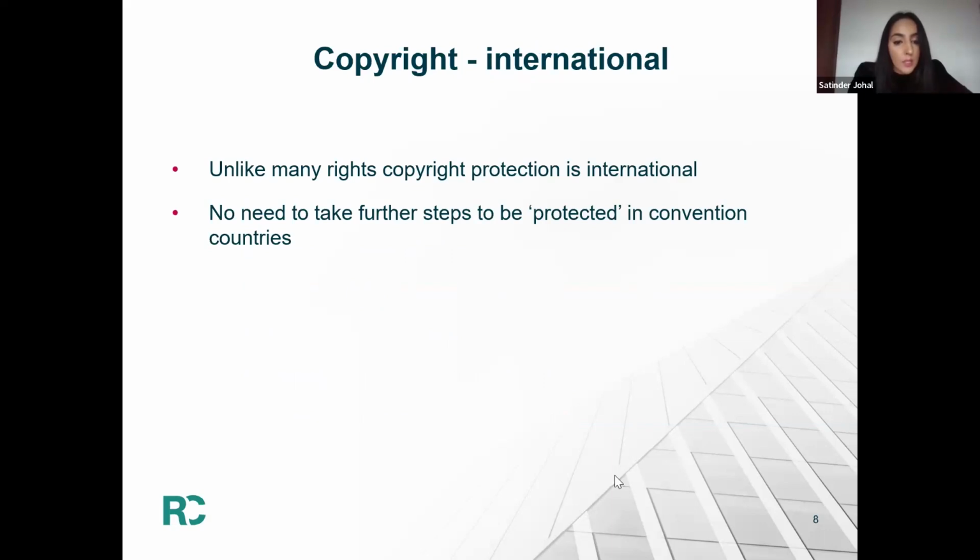UK copyright works are protected overseas by virtue of the UK being a signatory to various conventions, the most important being the Berne Convention. This is very useful because it means that copyrights are protected internationally without incurring any costs. There are no further formal steps that need to be completed in order to obtain protection in the convention countries.